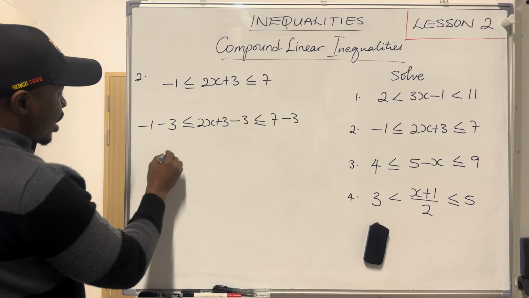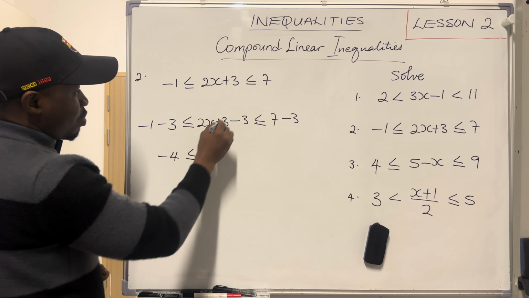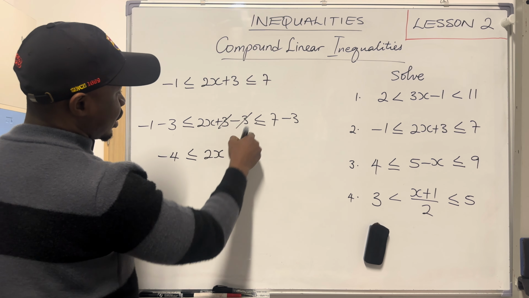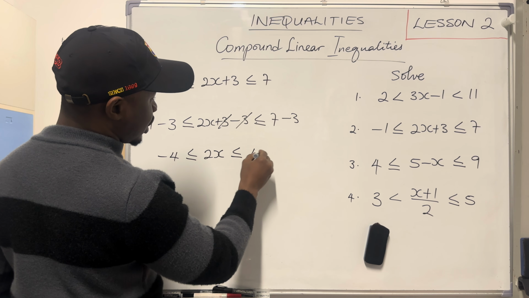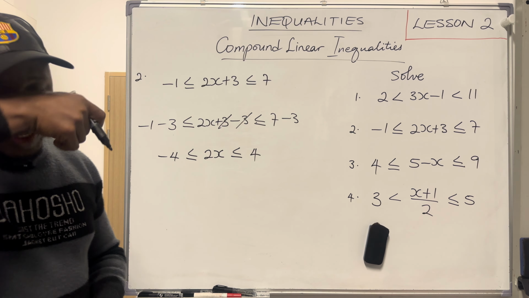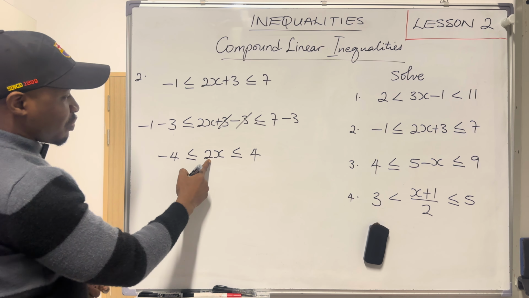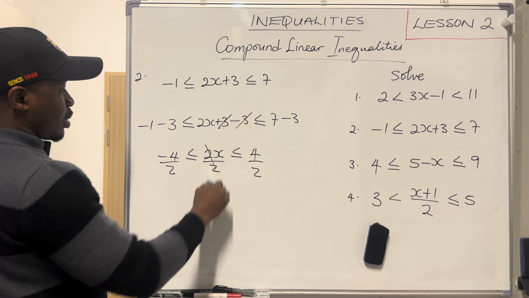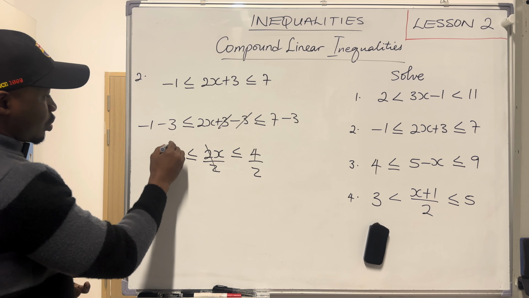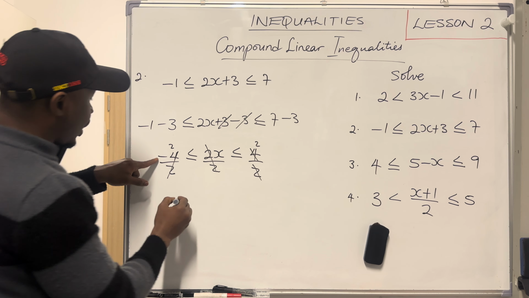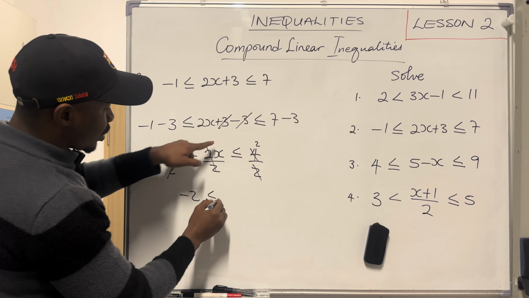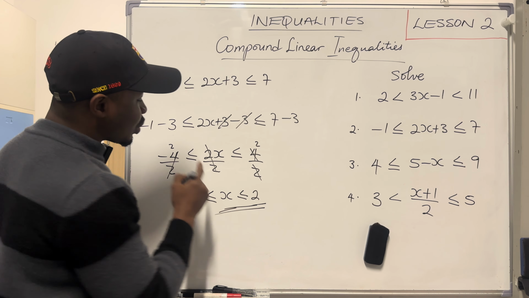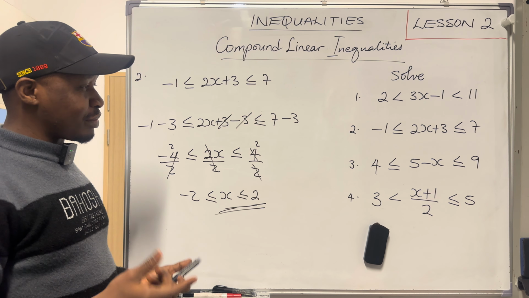So this gives minus 4 less than or equal to minus 3 plus 3, minus 3 goes, we have 2x less than or equal to 7 minus 3 is 4. We are not finding 2x. We want only x. So what is in front of x is 2. We divide by 2. So this is 2, this is 2. So here is minus 2 less than or equal to x less than or equal to 2. Once we have just x, then it is over.